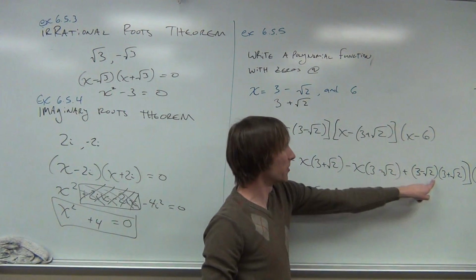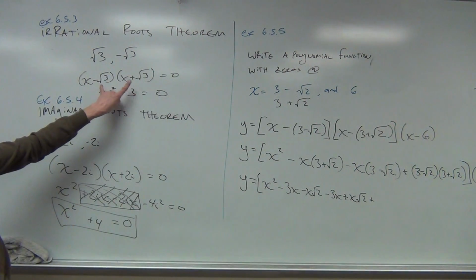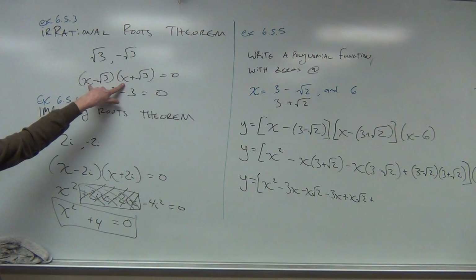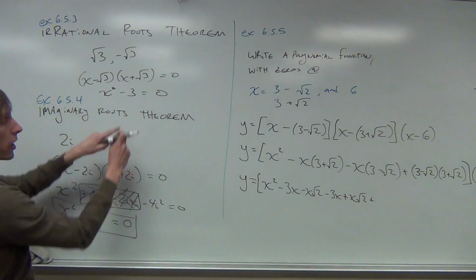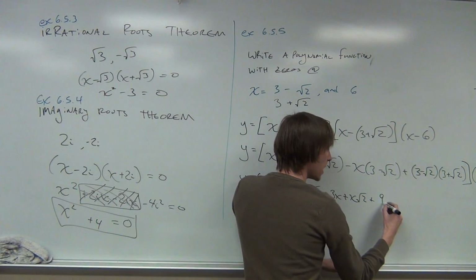Okay, I lost my train of thought. Here we go. Now I've got to multiply those. Now, we saw earlier that when I multiply conjugates, my middle terms go away. So it looks like I just have this squared minus this squared. So what that looks like is 3 times 3 gives me 9.